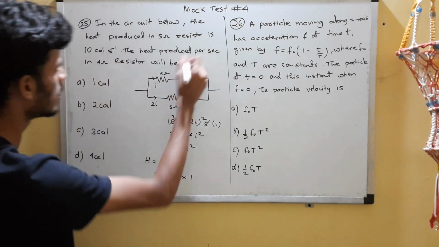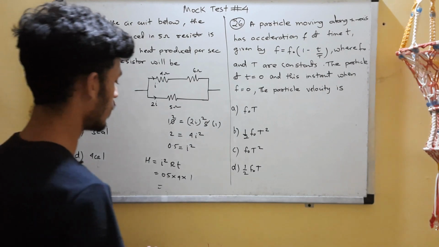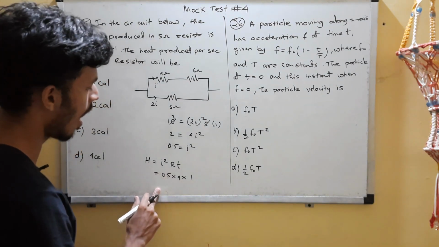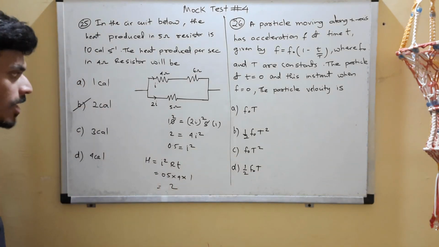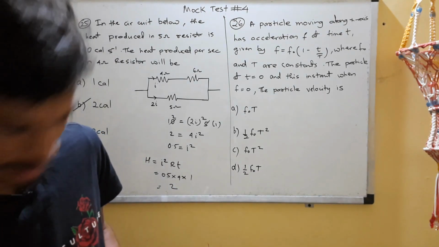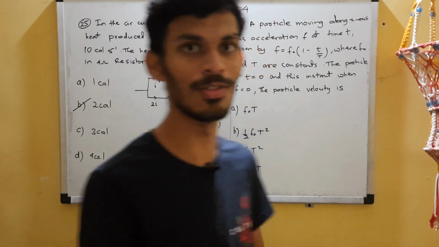Okay, heat radiated per second. So 0.5, which is half, into 4 is 2, so 2 calories per second. Okay, so 2 calories, let me check that. Yes, 2 calories per second is the correct choice over here.